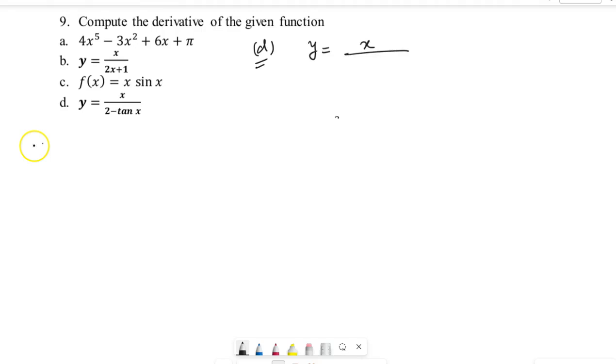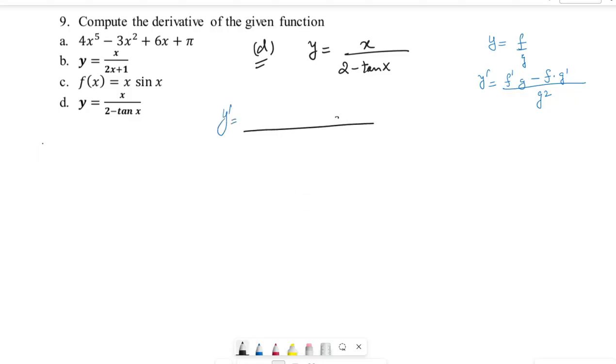Y here is x by 2 minus tangent x. One more time, this is a quotient. If we have a quotient, then the quotient rule says denominator squared, numerator's derivative times denominator minus numerator times derivative of the denominator. So here y prime should be equal to denominator squared, derivative of numerator times denominator, minus x times the derivative of the denominator.